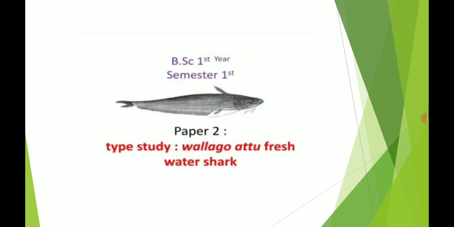Now, today we are going to start the theory paper second. The name of the paper is the type study of Wallago attu. It is commonly called a freshwater shark.